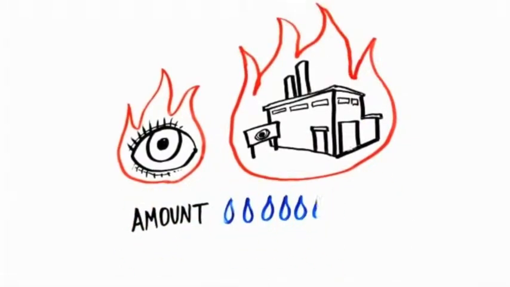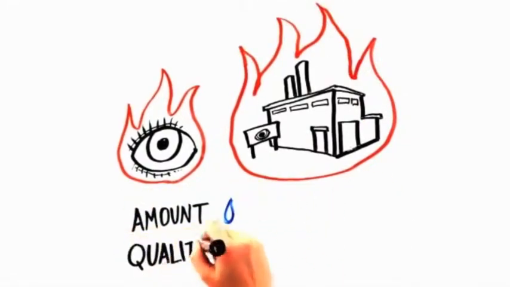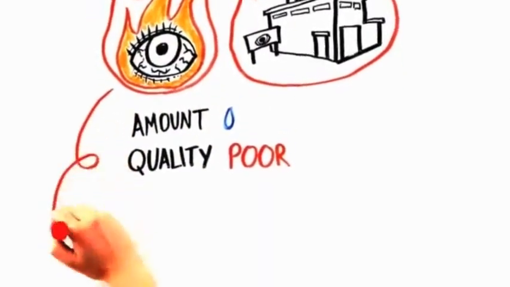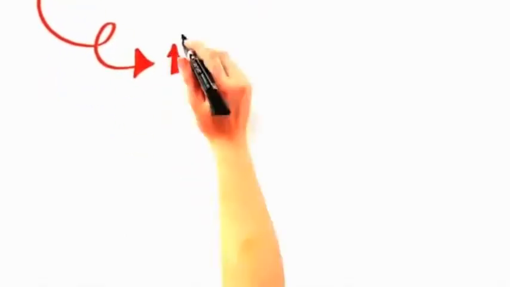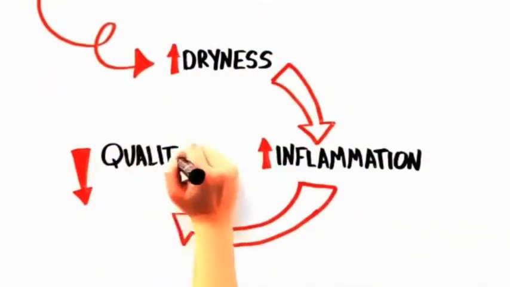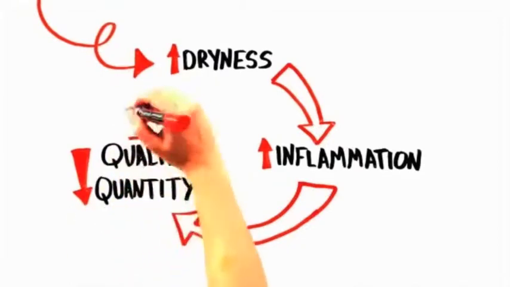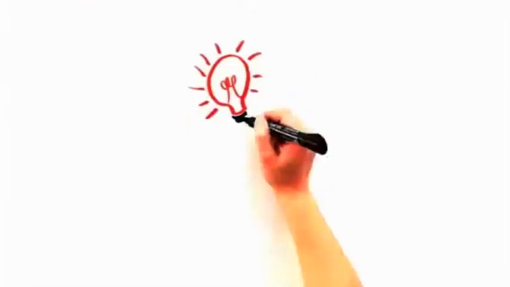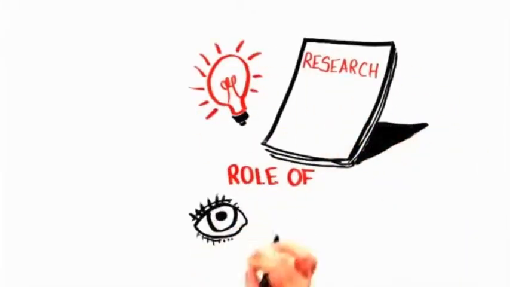Either the amount of tears is decreased or the quality of tears is poor. As the eye gets drier, it becomes more inflamed and starts into a downward cycle. Increasing dryness causes increased inflammation, which affects the quality and quantity of tears, which in turn leads to more dryness, and so on.